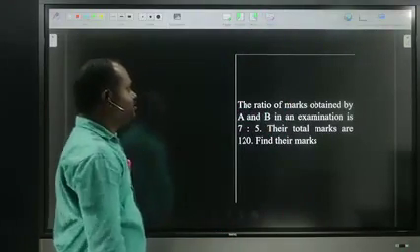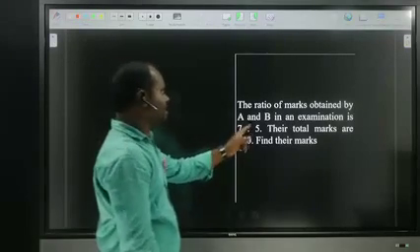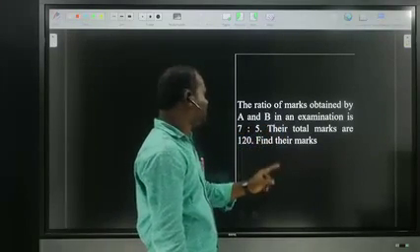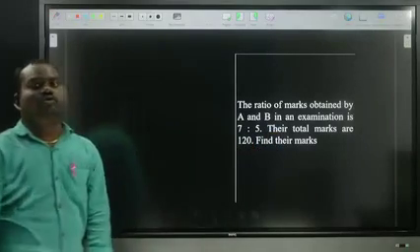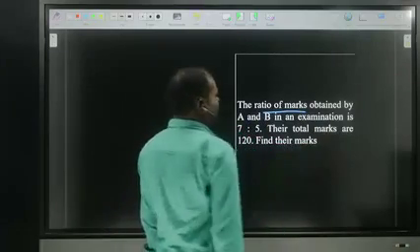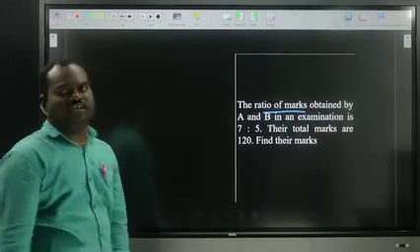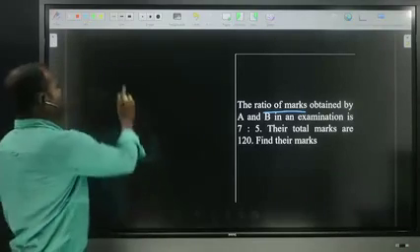Now, the ratio of the marks obtained by A and B in an examination is 7 is to 5. Their total marks are 120. Find their marks. Now the question: the ratio of the marks obtained by A and B in an examination is 7 is to 5.